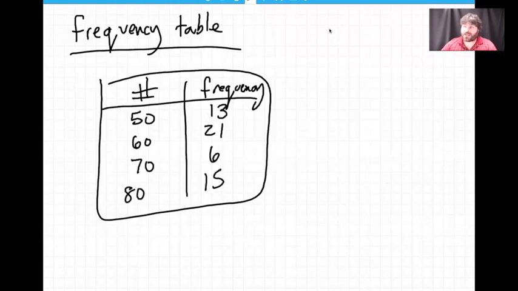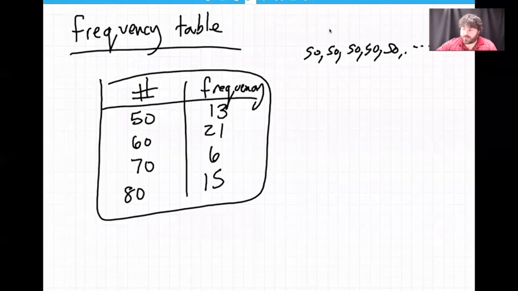So really what that means is our list is 50, 50, 50, 50, 50. There's 13 50s before we get to 60, 60, 60. There's 21 of those. So this is a huge long list, okay? So we can still find mean, median, and mode, right?